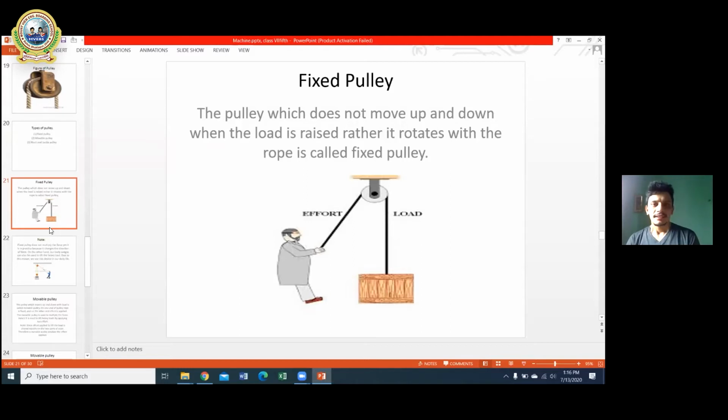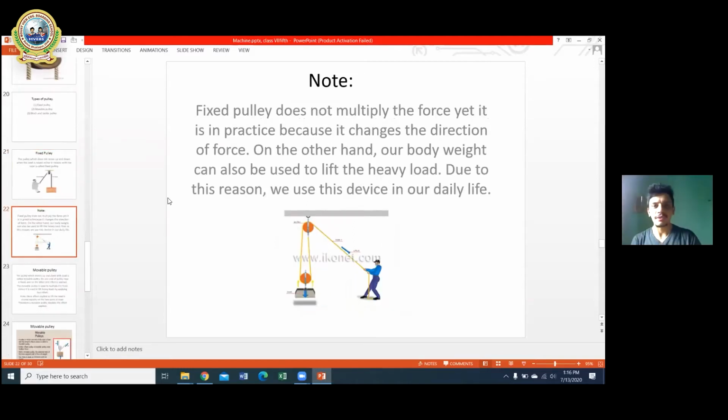As a fixed pulley does not multiply the force, we know that a fixed pulley never multiplies the force. What does it do? It does change the direction of the force.